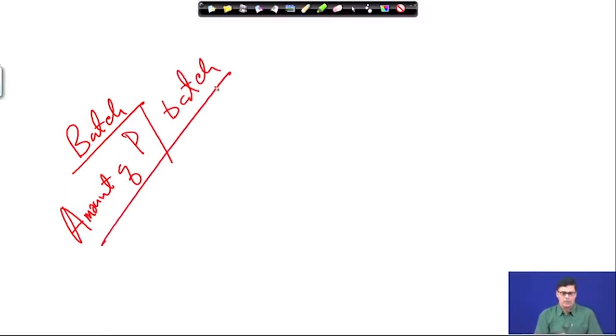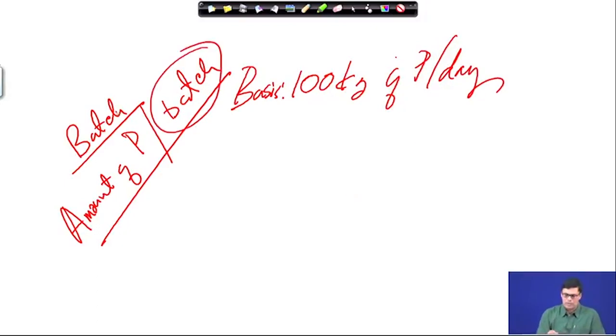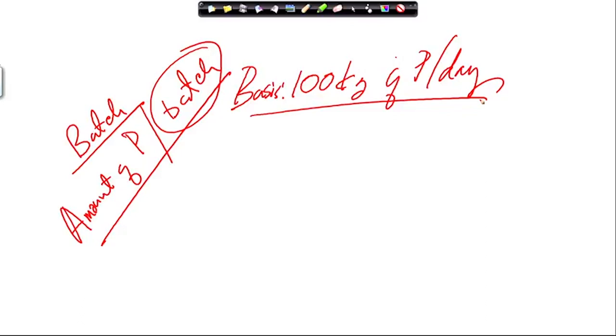In this problem, we target maybe 10 kg of product. What is the basis? 10 kg of product per day. Let us assume that. Okay. Now, when you try to find out the batch volume, we shall have to find out, to get this much of product, how many batches you have to operate per day. Because if you know the number of batches to be operated per day, from that we can find out how much product is to be produced per day.